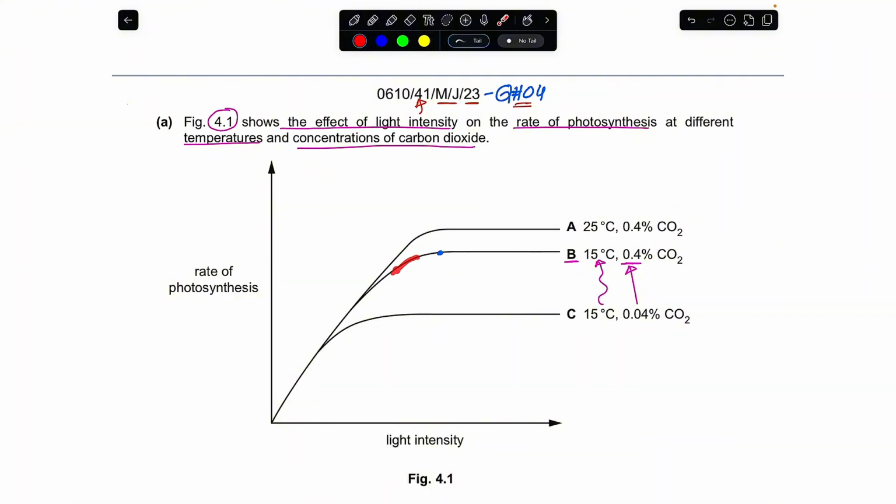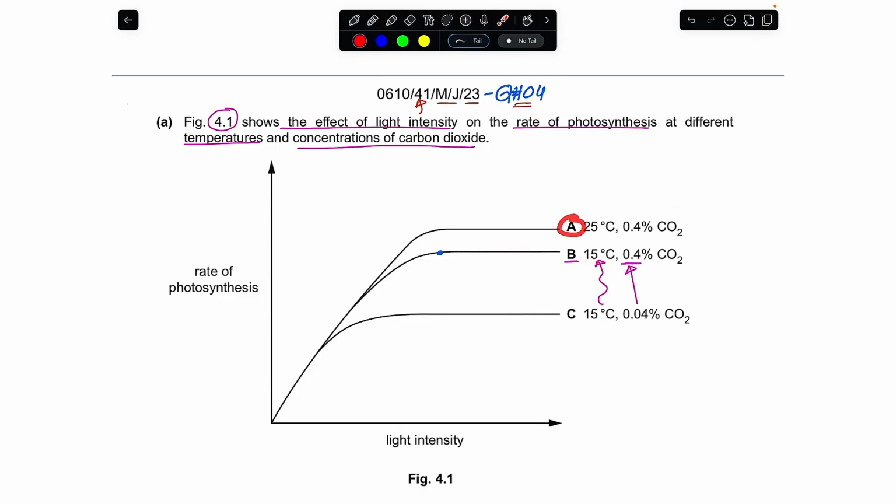If I talk about this part of the curve where it is not leveled off, here the light intensity is limiting, but the temperature and CO2 would be in excess. But beyond this point onward, the CO2 is in excess, the light intensity is again in excess, but the temperature becomes limiting from this point onward.